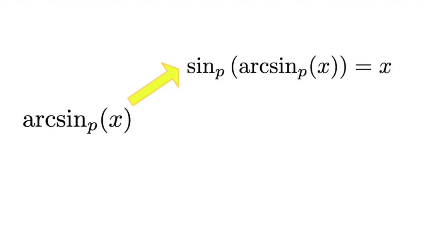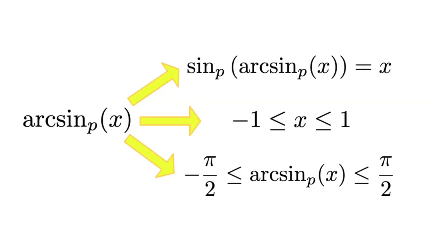The second property is that since sine base p takes values from -1 to 1, arc sine base p should only be defined for x values between -1 and 1. And for the third property, since the first strictly increasing or decreasing interval of sine base p happens on this interval, arc sine base p should have a range of -pi/2 to pi/2.